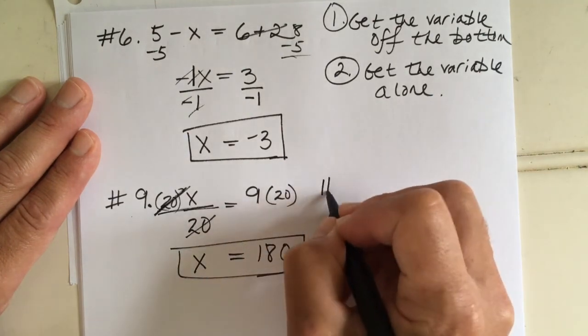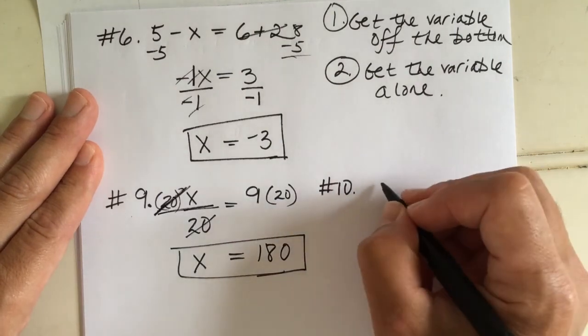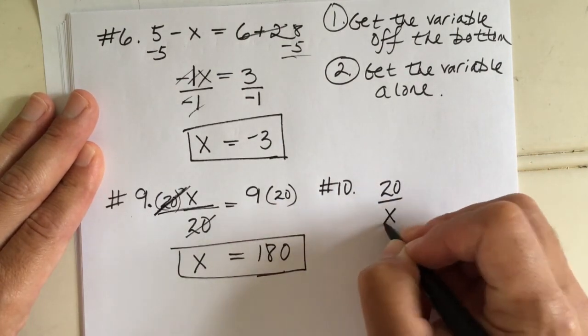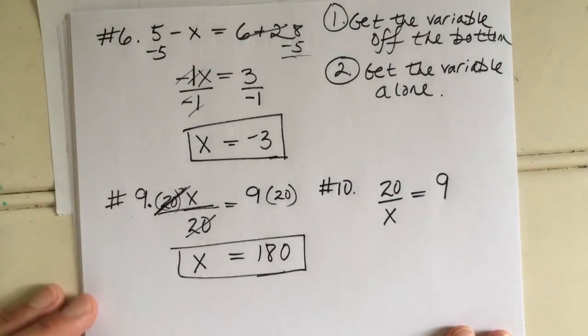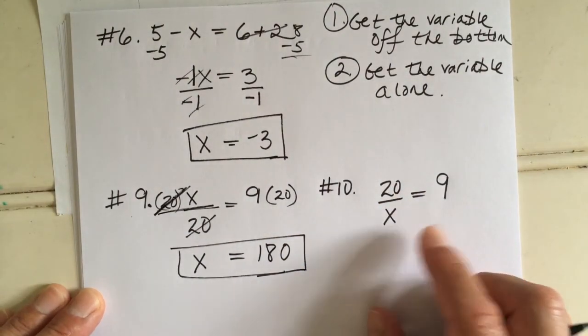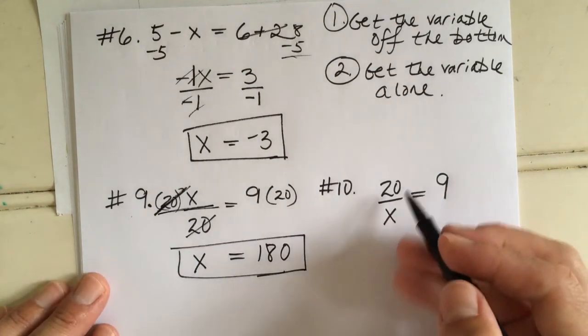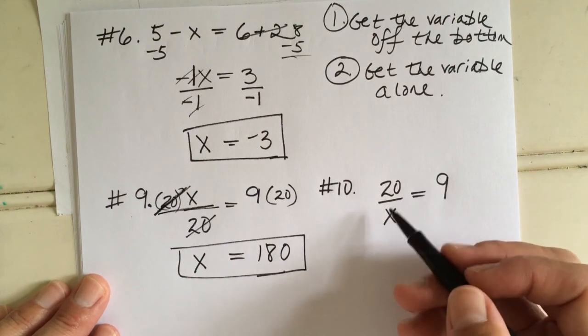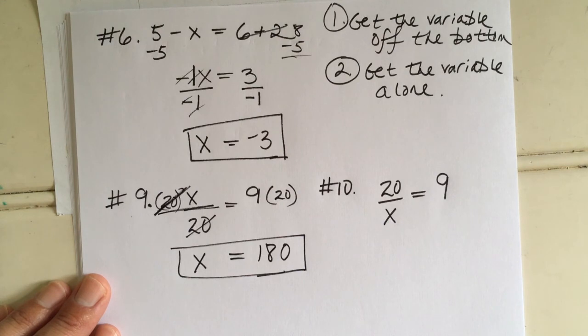All right, problem number 10. 10 looks a little bit like 9, but it's a little bit different. Definitely going to be a different answer. Okay, so now it's saying 20 divided by what number is equal to 9? All right, so we know 20 divided by 2 would be 10. So we're expecting something close to 2, right? Yeah, so it's going to be something a little smaller than 2, right?